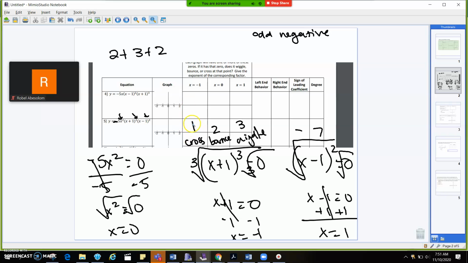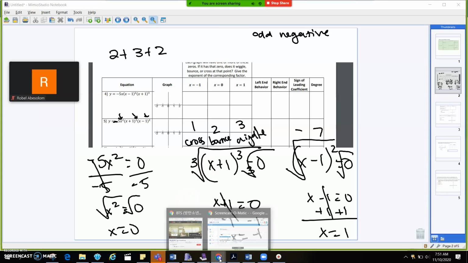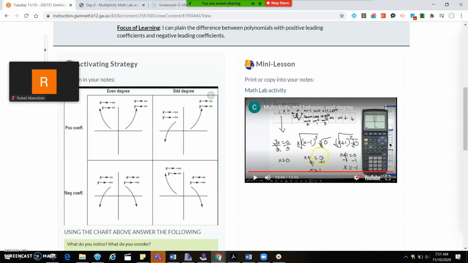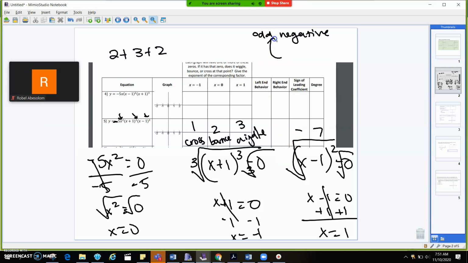All right, so now we're going to actually draw this out. But how is my end behavior going to look? What does it say for odd and negative? Go back to your chart, write this down. Going back to this chart right here, odd and negative, it's going to look like this, bottom left or bottom right hand corner. So left end behavior is going to be positive infinity, and right end behavior is going to be negative infinity.